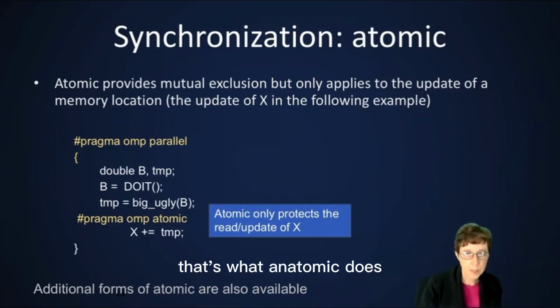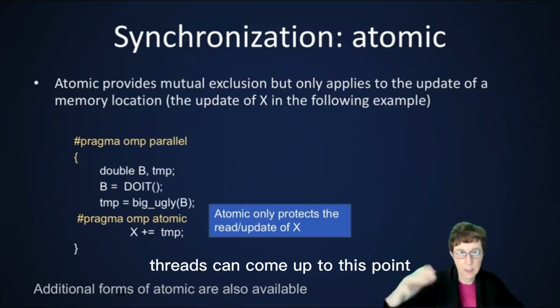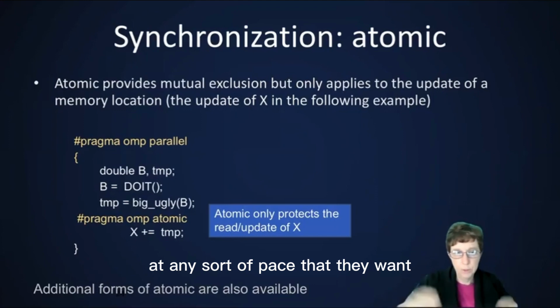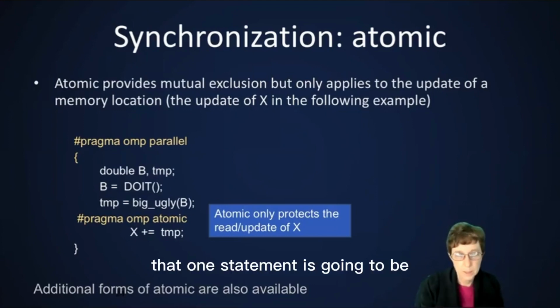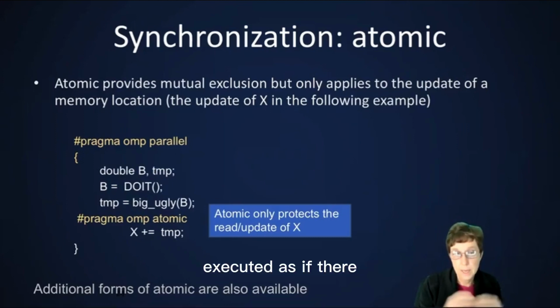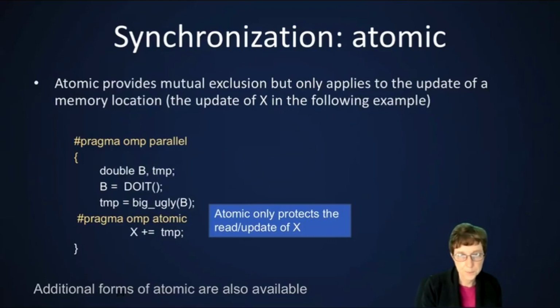So that's what an atomic does. It says that this statement is indivisible, that threads can come up to this point at any sort of pace that they want, but when they get here, that one statement is going to be executed as if there is a critical region around that particular statement.